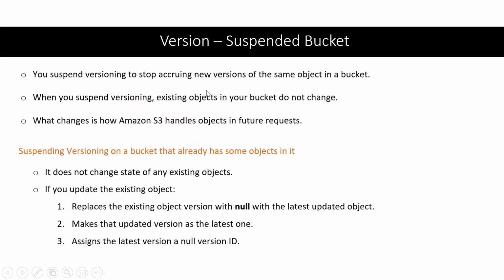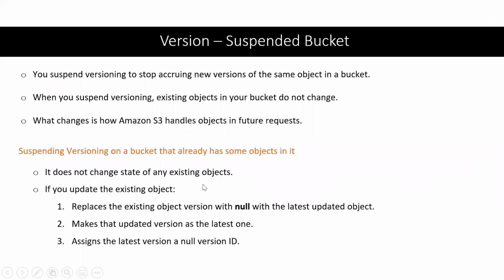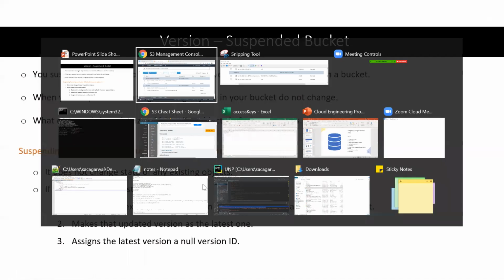Now for version suspended, it says don't take new versions, and when you suspend, the existing objects go and the latest version stays. It will make the updated version the latest version and replace the existing object with the null. That means whatever the latest file is, the null ID will be assigned to it. So this is the overall concept of the versioning which we saw here.